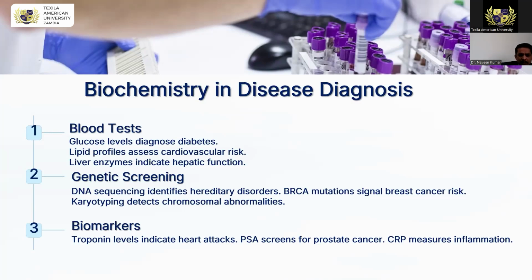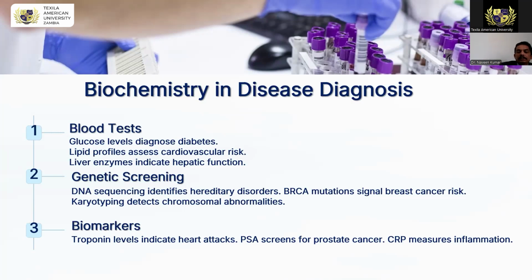And biomarkers, for example, elevated troponin levels indicate dysfunction of the heart, that some of the cardiac muscle might be damaged. You can anticipate it and thereby go for treatment immediately without further delay. And prostate specific antigen predicts prostate cancer. And C-reactive protein. These are a few examples only. Thousands of markers are there.